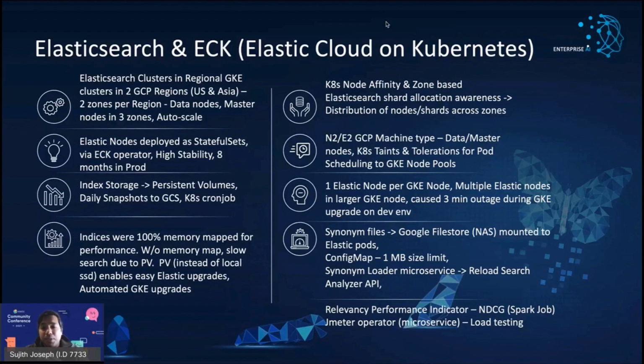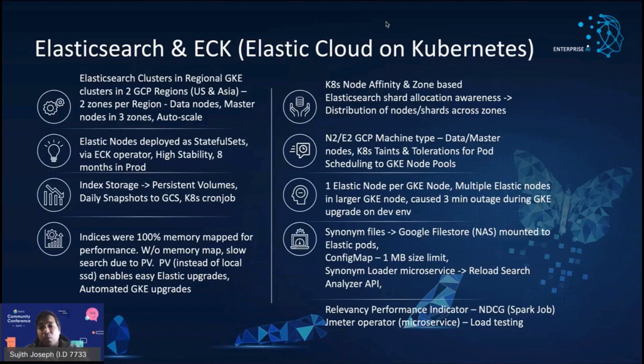For the data nodes, we use N2 machine types, which have a high clock speed, so we do get slightly better performance in terms of Elasticsearch response time. For the master nodes, we use E2 machine types. We have different node pools configured for master nodes and data nodes, and we use Kubernetes taints and tolerations for scheduling the pods into the appropriate node pools.